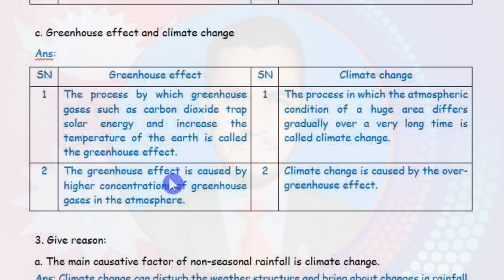Now, second point, the greenhouse effect is caused by a higher concentration of greenhouse gases in the atmosphere. If the amount of greenhouse gases increases much, then the greenhouse effect also increases. One of the most harmful greenhouse gases is carbon dioxide. So the amount of carbon dioxide is increasing in the world, and that is causing the greenhouse effect. Climate change is caused by the over greenhouse effect. So climate change is the effect of the greenhouse effect. If there is an over greenhouse effect for a long time, then there will be climate change.